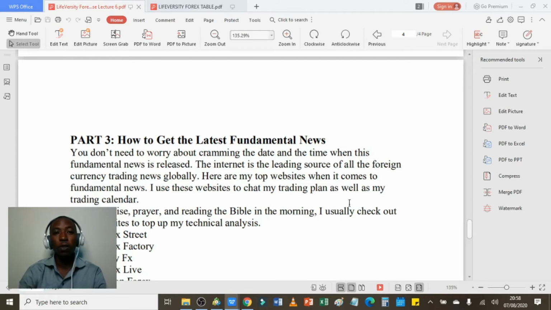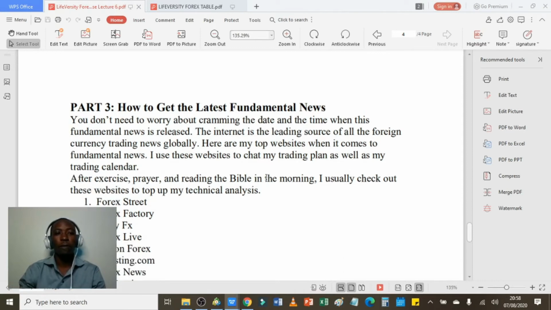You don't need to worry about cramming the date and the time when these fundamental news are released. The internet is the leading source of all the foreign currency trading news globally. Here are my top websites when it comes to fundamental news. I use these websites to chart my trading plan as well as my trading calendar. As long as you have the internet with you, and as we discussed in the introductory video, you need a stable internet connection. Secondly, you need a laptop or a smartphone, so you should be having internet. And as long as you have internet as a foreign currency trader, you should not worry about cramming all these types of fundamental news. The internet is there for you.